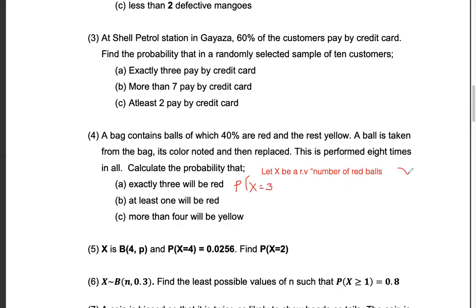First of all, X is following a binomial distribution. You've told us your P is 0.4. What was your N? 8. The N is 8. N was 8. Okay.